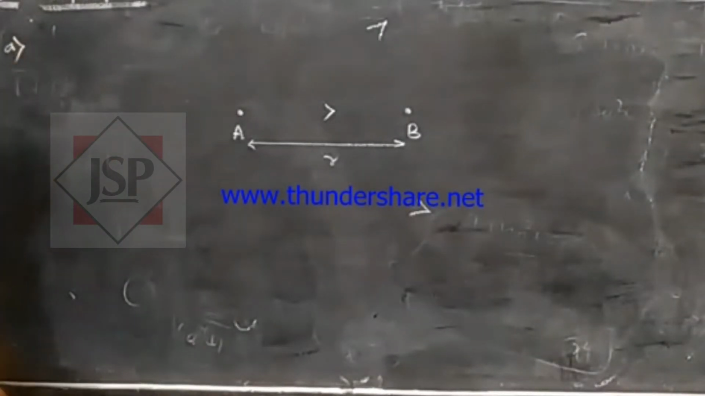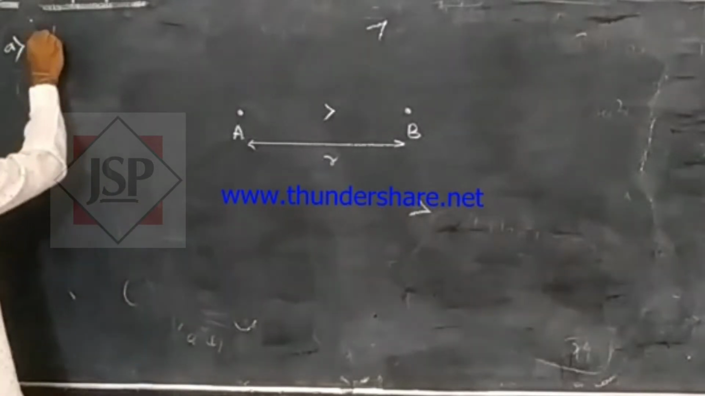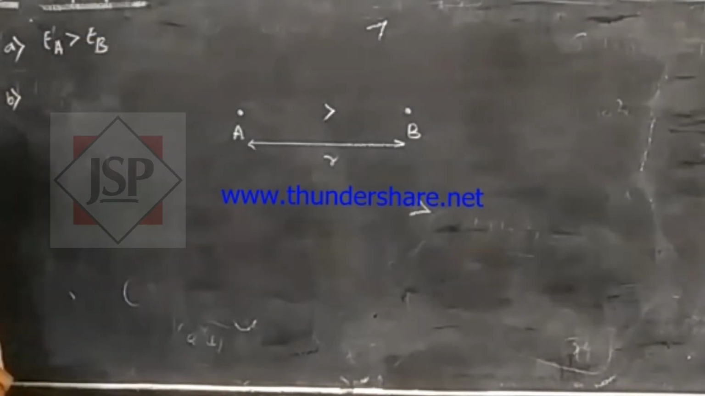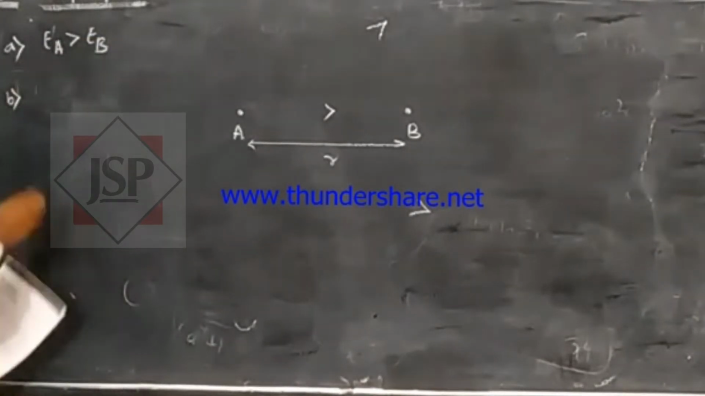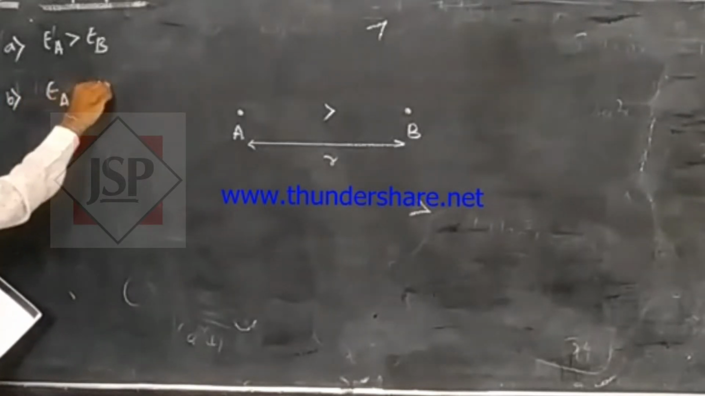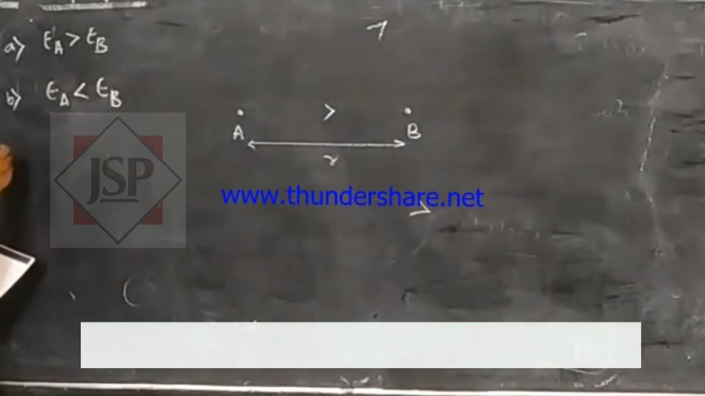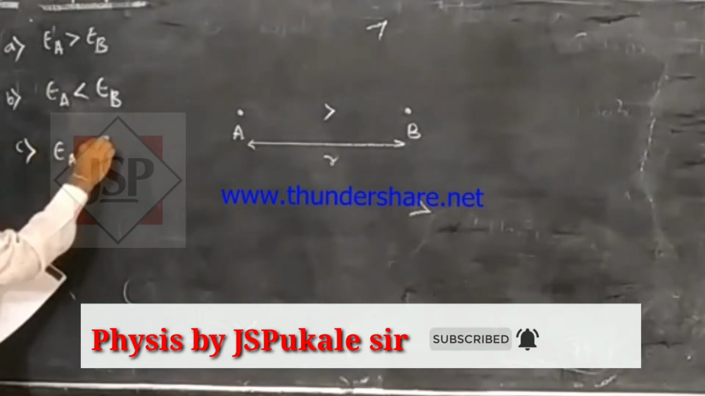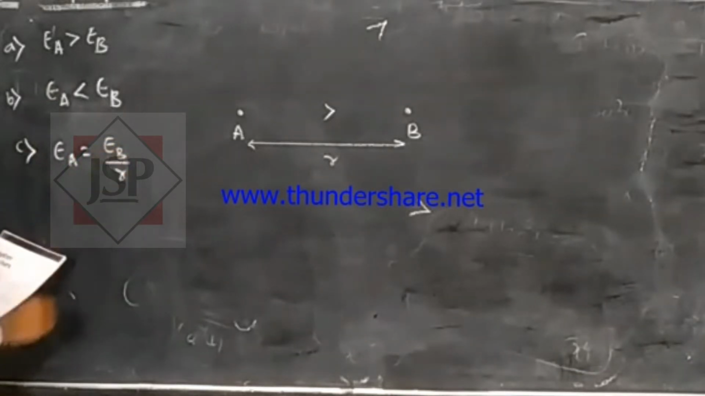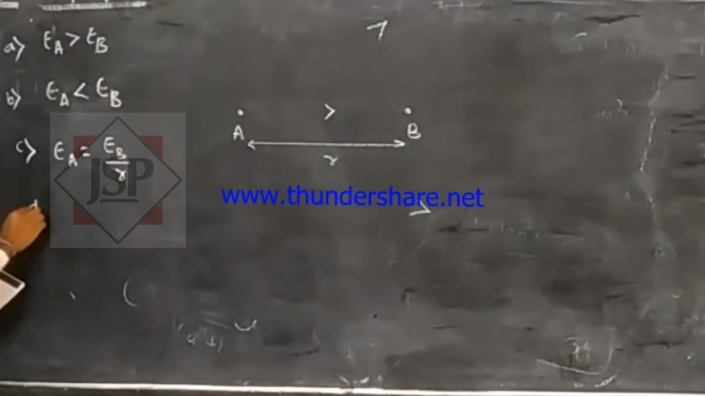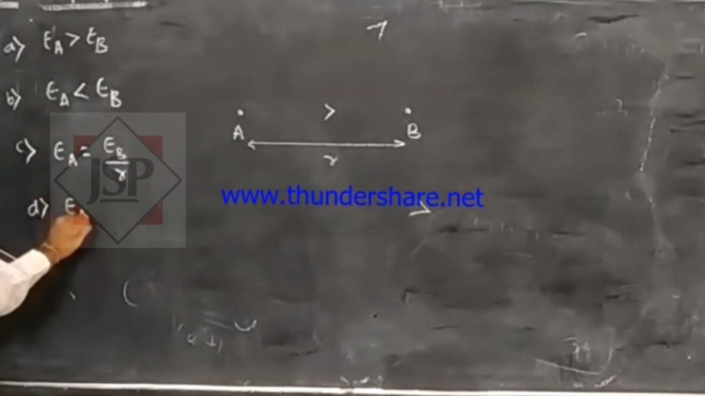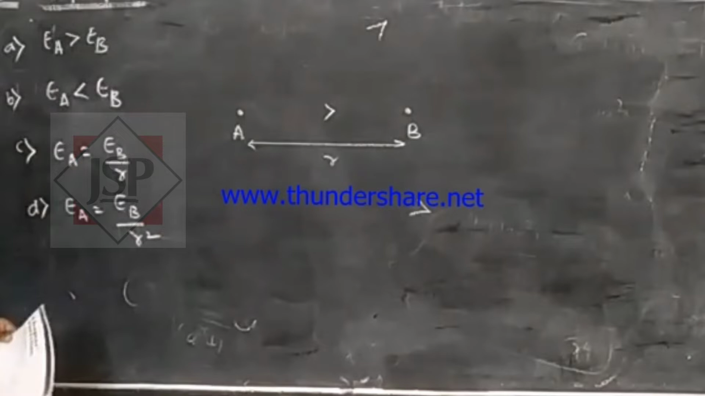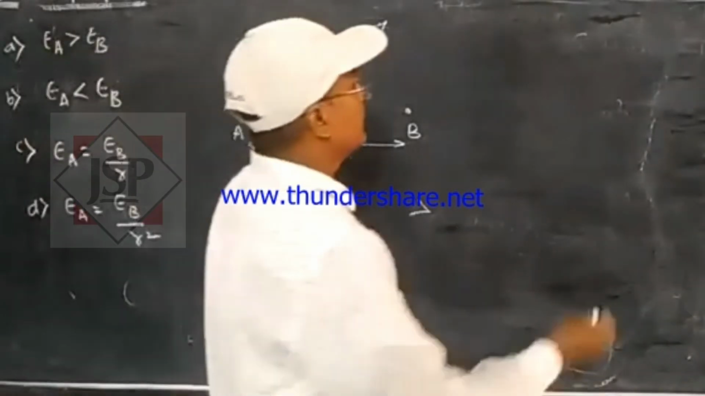The first option is EA is greater than EB. Option B is EA is less than EB. C is EA equal to EB by R. And D is EA equal to EB divided by R square. Okay, so now the first question.